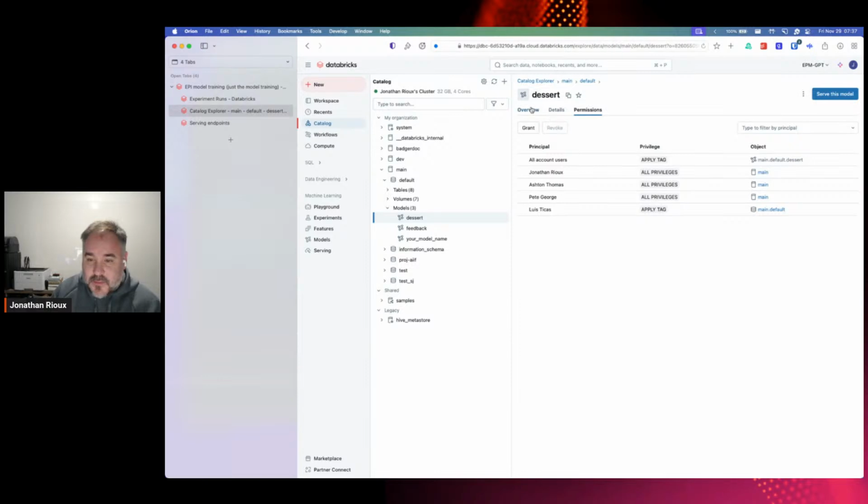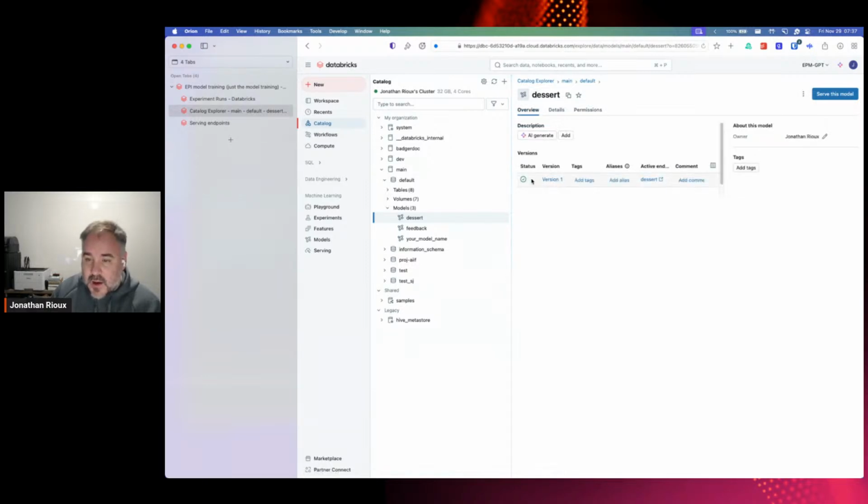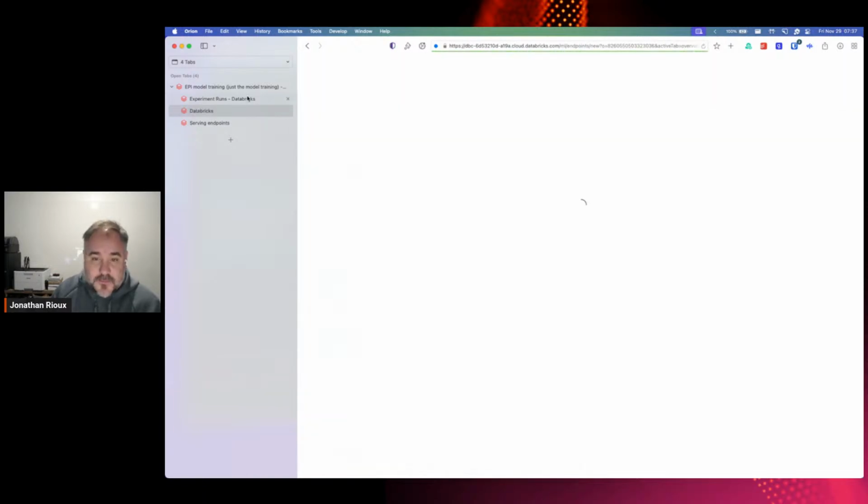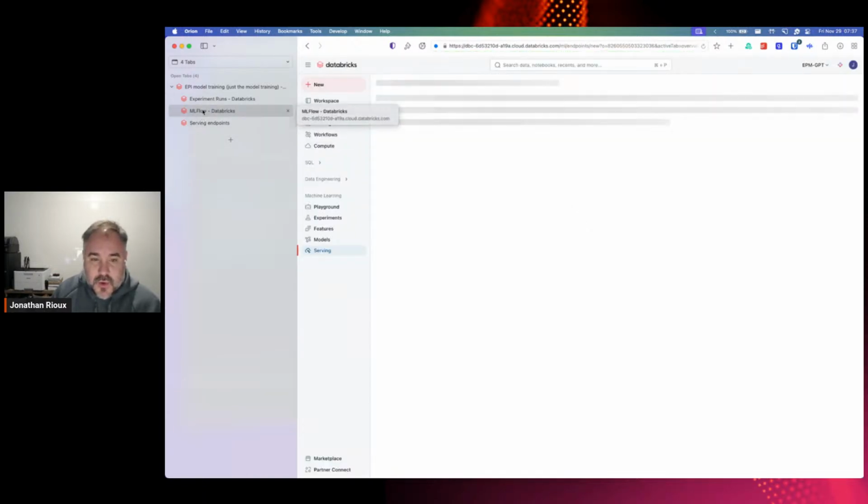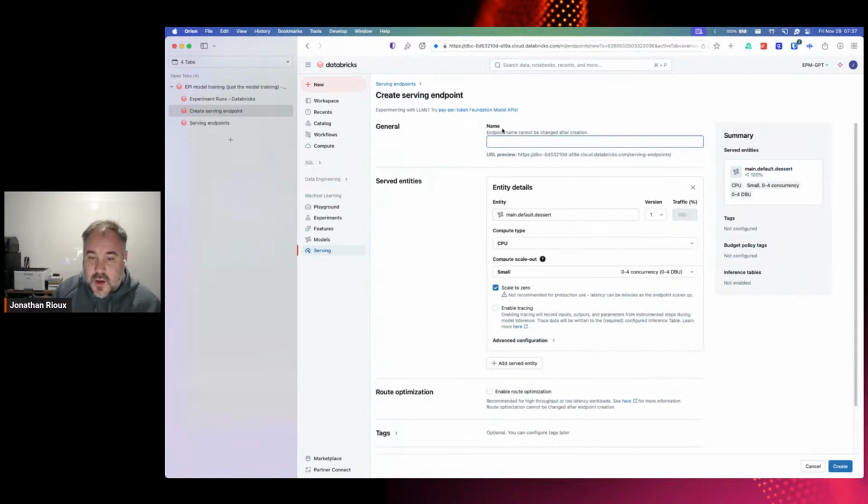Now that we have this model over here, we are going to go and serve this model. If I were to click, I think it's going to bring me to a serving endpoint, which already exists. I'm going to show you. I have already done it.